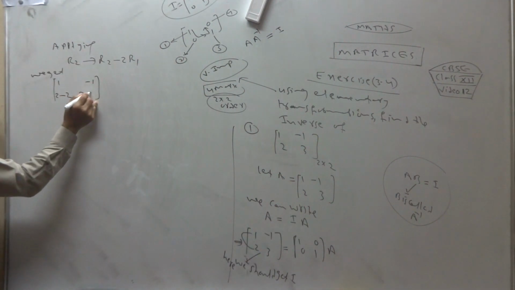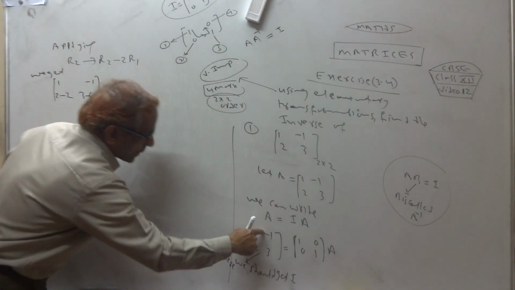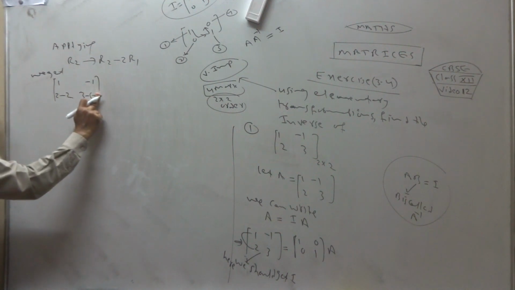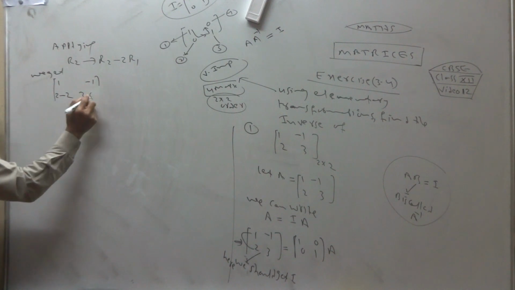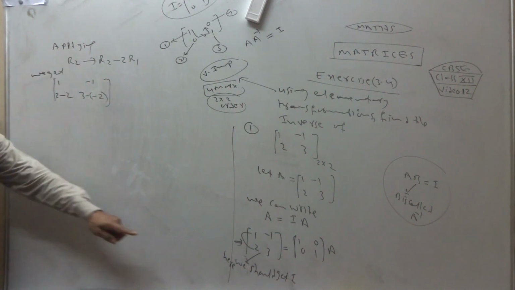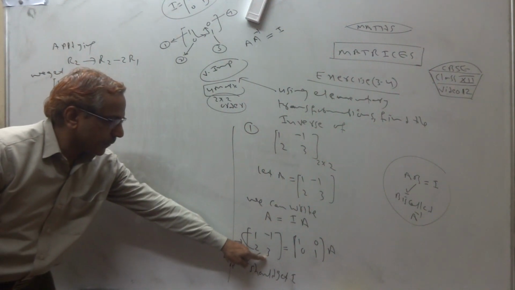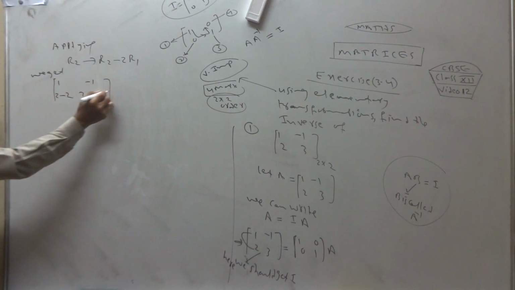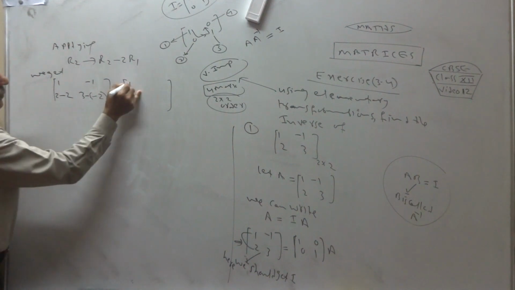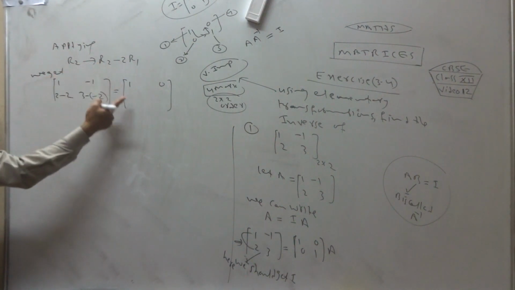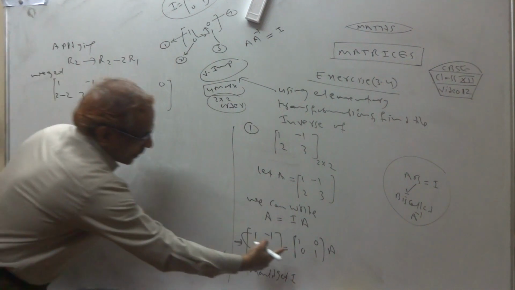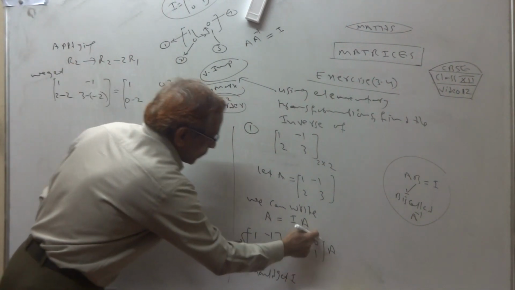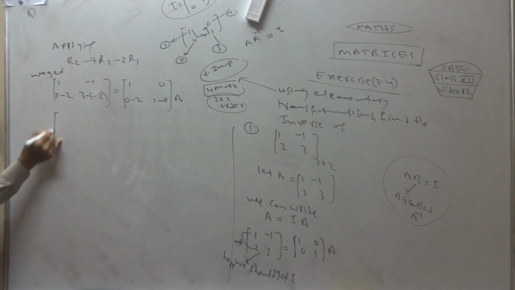3 minus, minus, plus. 3 minus minus 2. Because what operation are we taking? Row 2 minus 2 R1. Minus 2 into minus 2. The right side will also change. Row 2 minus 2 R1. See, 0 minus 2 ones are 2. 1 minus 2 into 0, 0. Like this. So what is the next step?